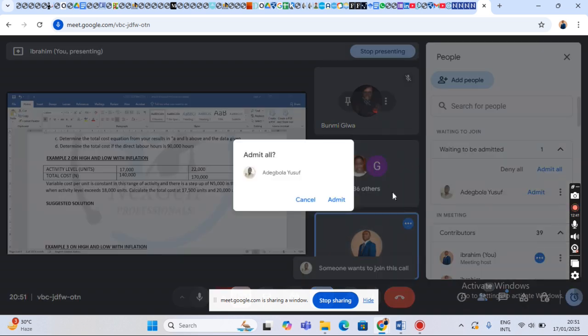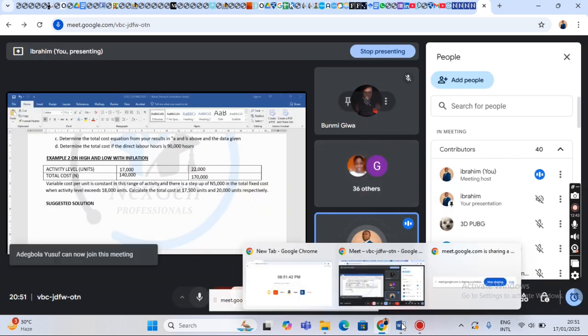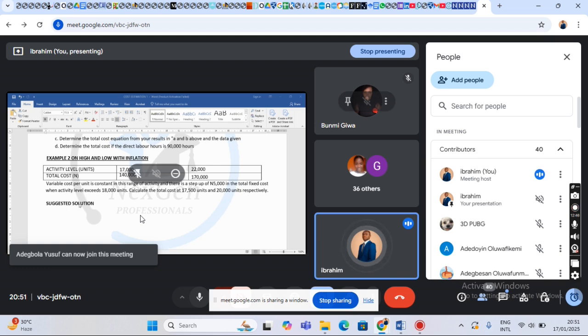Class, do we still remember our cost function? Someone should just give us our cost function. What is our cost function? Can you unmute your mic? Just give me the cost function. Class, what is the cost function?